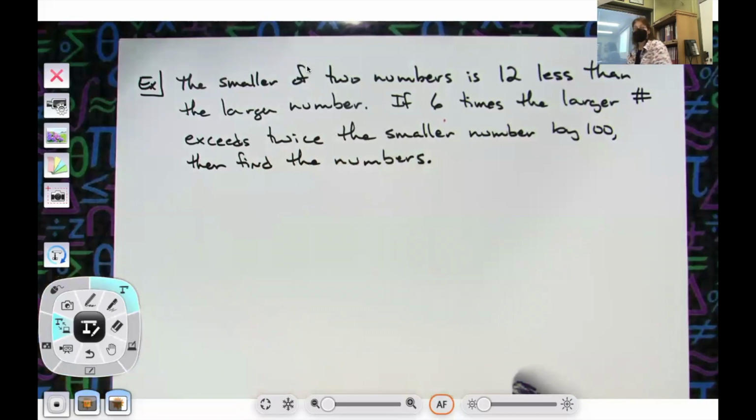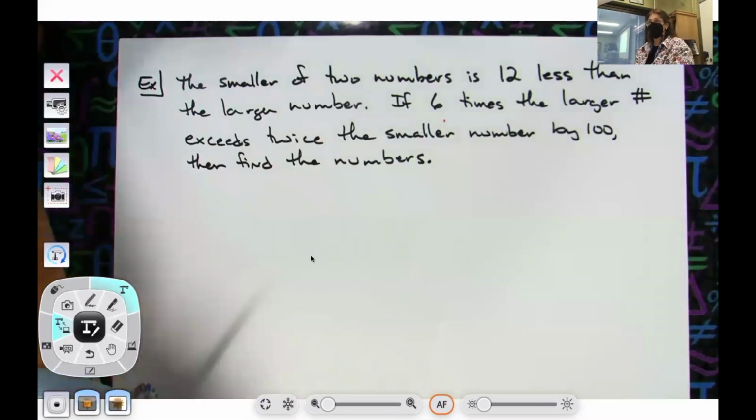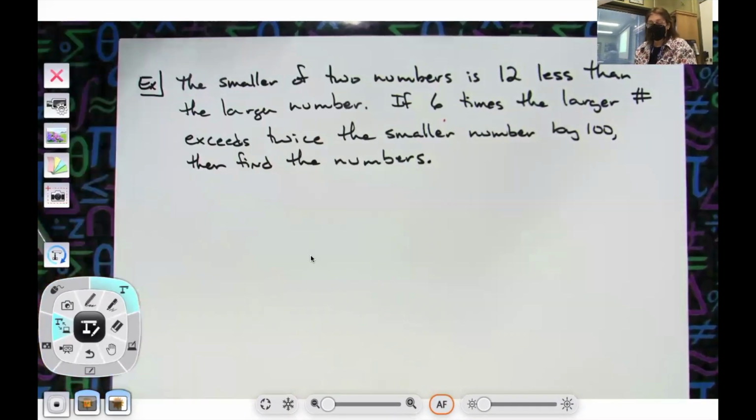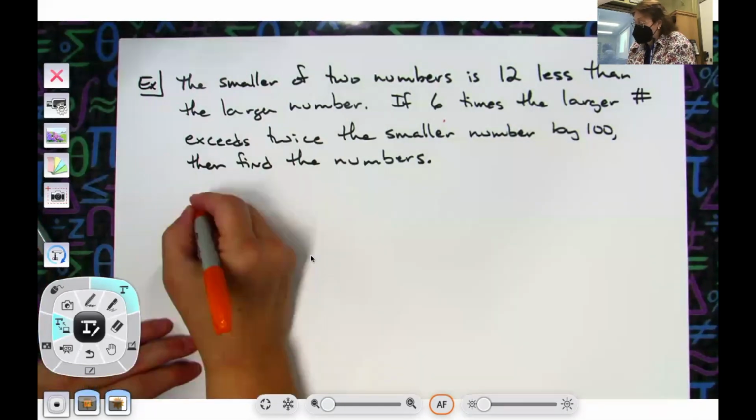Twice the smaller, there we go. Now I'm going to stop talking. I want you to define the variables and write the equation. Actually stop after that point. Define the variables, write the equation, and then stop, and we'll check at that point to see if we're all right. It shouldn't take too long to define the variables and write the equation.